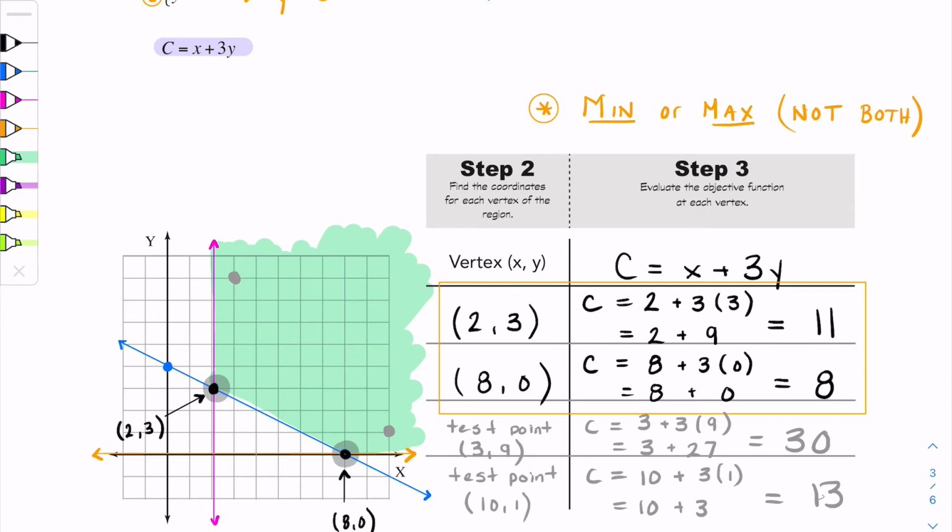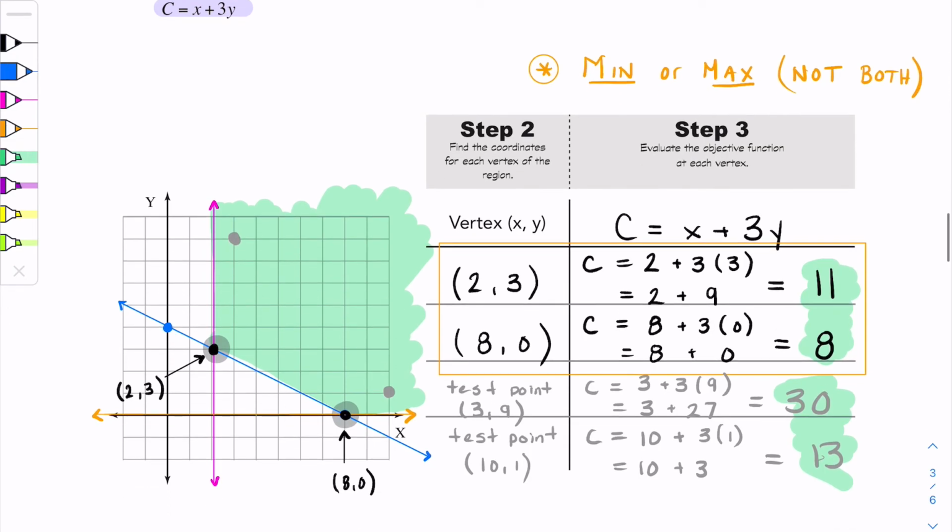So here's where you have to pay attention to what you're doing. Your answer is either going to be 11 or 8. Based on the two numbers that I just highlighted, 11 or 8, and our test points, which is 30 and 13, is 11 the highest number you have, or is 8 the lowest number you have? And in this case, 8 is the lowest number we have. So 8 would be our minimum. There will never be a value that is lower than 8. That vertex is your answer. It's going to be labeled a minimum.